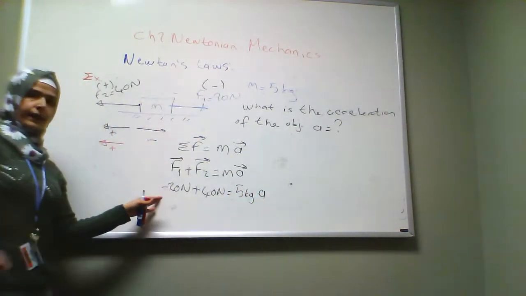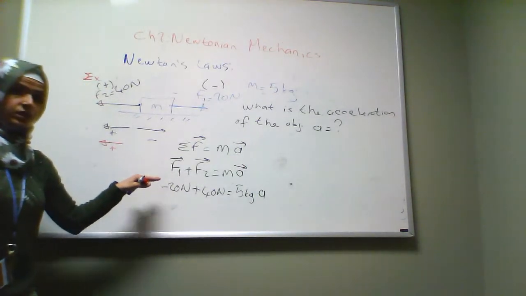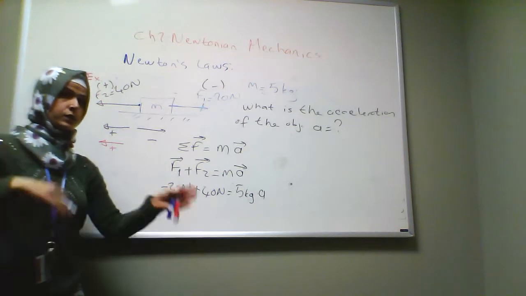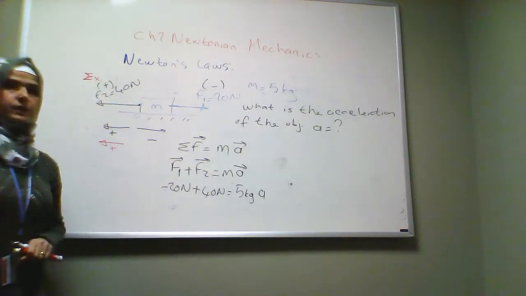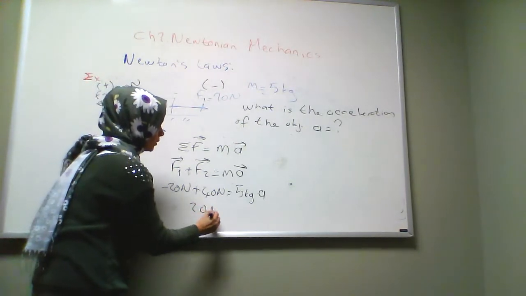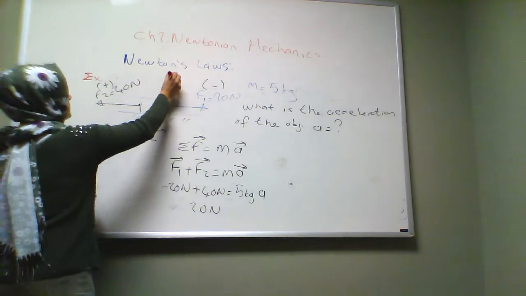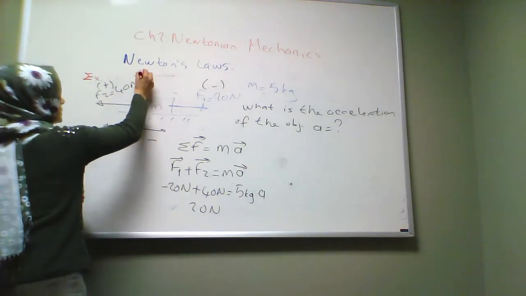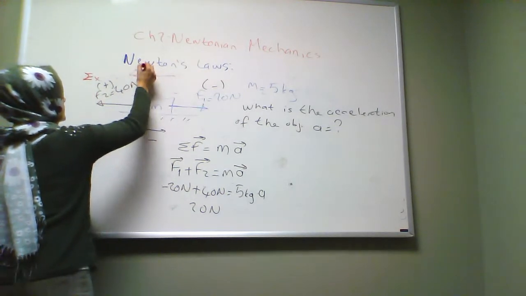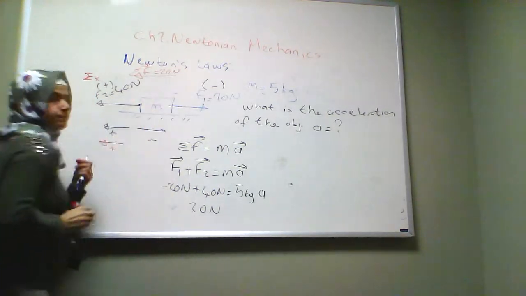Now I moved into the magnitude mode. I dealt with the vector section. I decided which one is positive, which one is negative. Now I can deal with the numbers. And from here, I'll get 20 Newton will be my total force. So F total here, or F net, also called total F, is towards left, positive direction, 20 Newton.